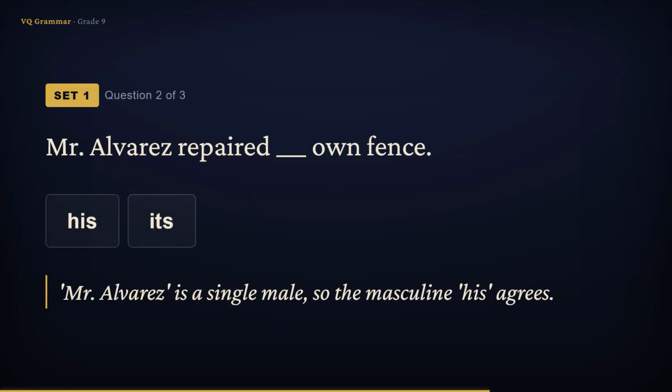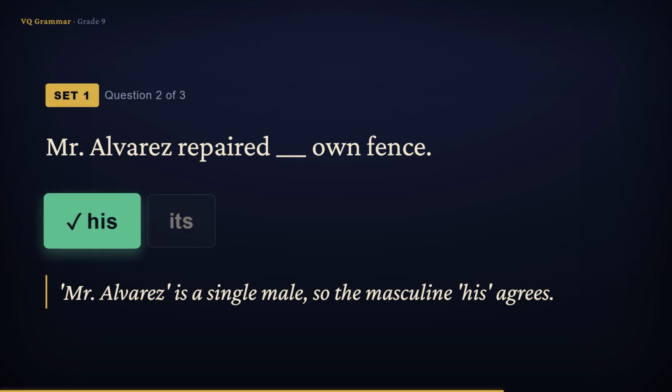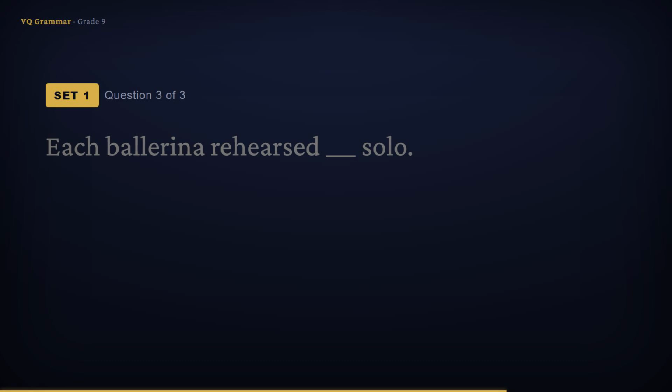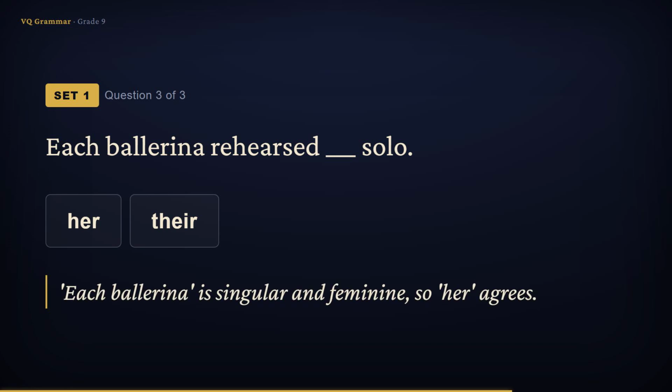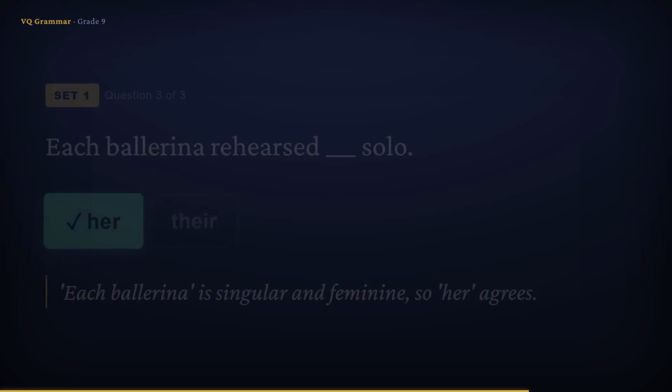Mr. Alvarez repaired blank own fence. Our antecedent is Mr. Alvarez, one person, and a man. That calls for a singular masculine pronoun, so the answer is his. Each ballerina rehearsed blank solo. The antecedent is each ballerina, and each is singular, just one at a time. Since every ballerina here is female, the matching pronoun is the singular feminine her, so the answer is her.